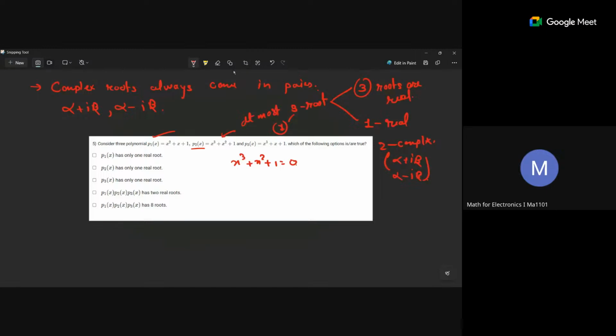Here you can use a little bit of the calculus tool. If I consider P2 of x to be equal to x cube plus x square plus 1, then P2 dash of x, I'm just computing the derivative, is the same as 3x square plus 2x. If we set P2 dash of x equal to 0, it will give us either x equals 0 or x equals -2.